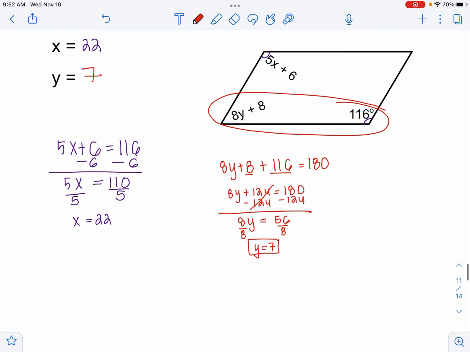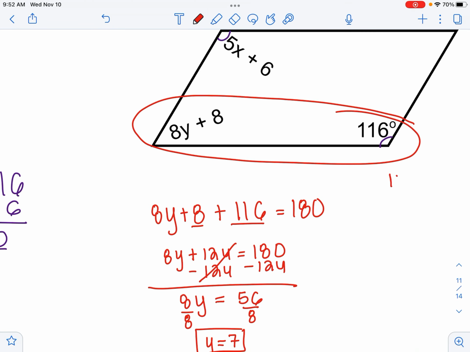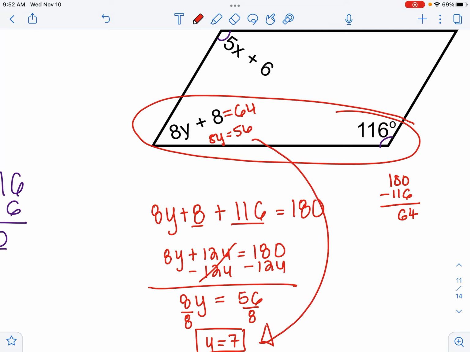All right, so once again, if you didn't realize what I was saying before because I just said it out loud, you could say 180 minus 116. That's 64 degrees. So now I know this is equal to 64. If you solve that, subtract 8 from both sides, you get to that 8y equals 56, and you still get y is 7. So either way is fine. It doesn't matter to me which way you do it.